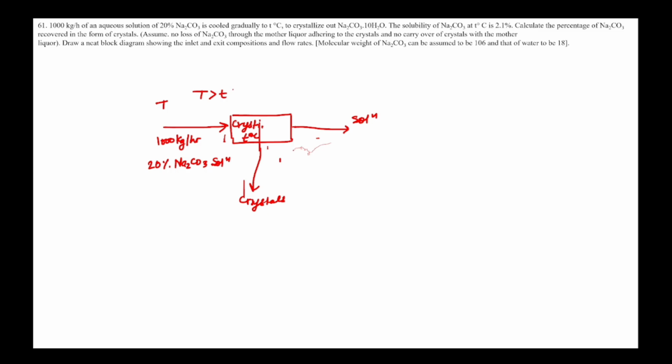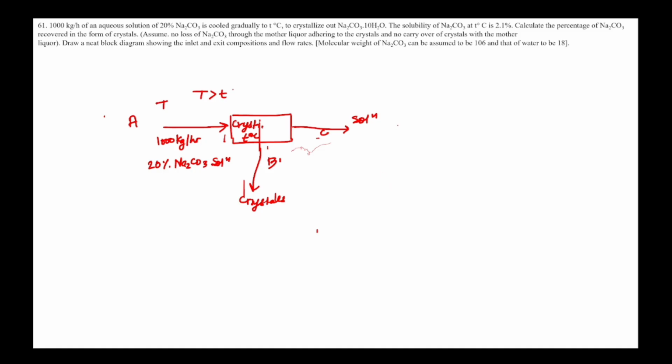Assuming no loss of Na2CO3 through the mother liquor adhering to the crystals and no carryover of the crystals with the mother liquor. Draw a neat block diagram showing the inlet and exit composition and flow rate. Molecular weight of Na2CO3 can be assumed 106 and water 18. Calculate the percentage of Na2CO3 recovered in the form of crystals. So let this stream be A, this stream be B and this stream be C.